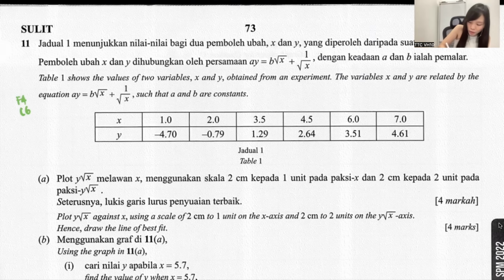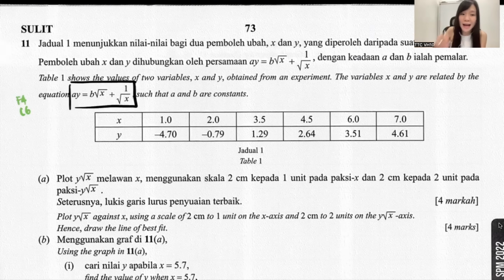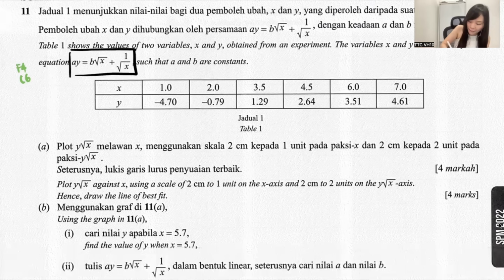So guys, they do have an equation here. So they already give it to you. So they say such that a and b are constants. So there's the a value, there's a b value. Now, they ask you to what? Plot. Plot must use graph paper, okay? So plot y square root x against x, using a scale. Okay, guys, they say using what scale? But remember, they want you to plot what? You're going to have that value first, okay? So they want to find y square root x against x.